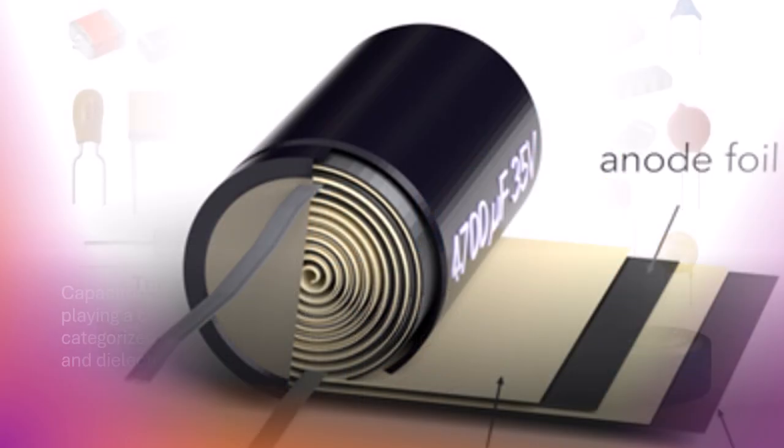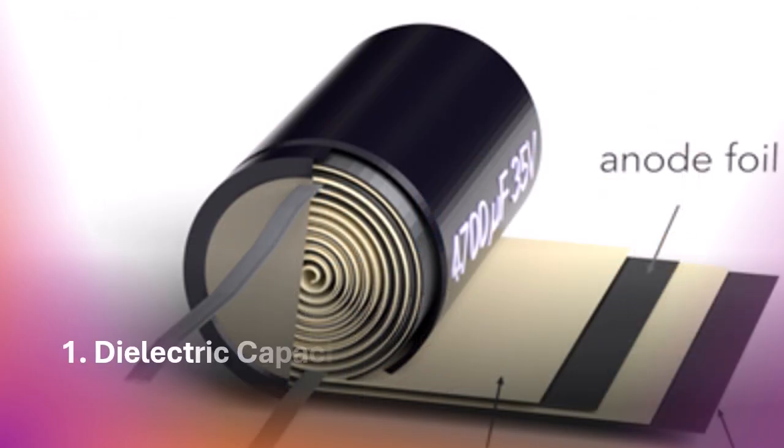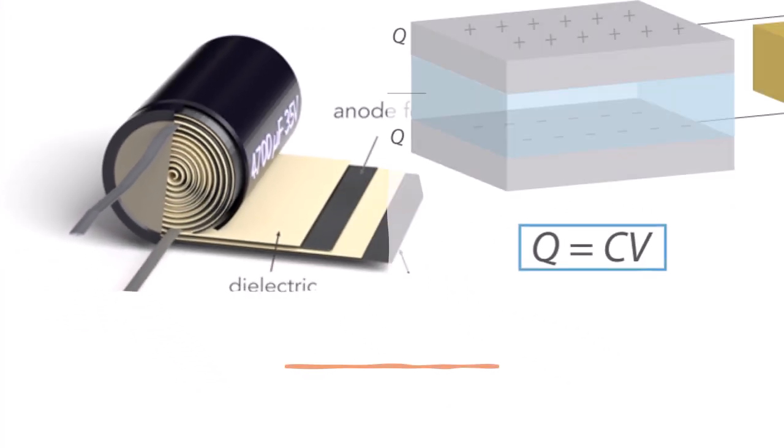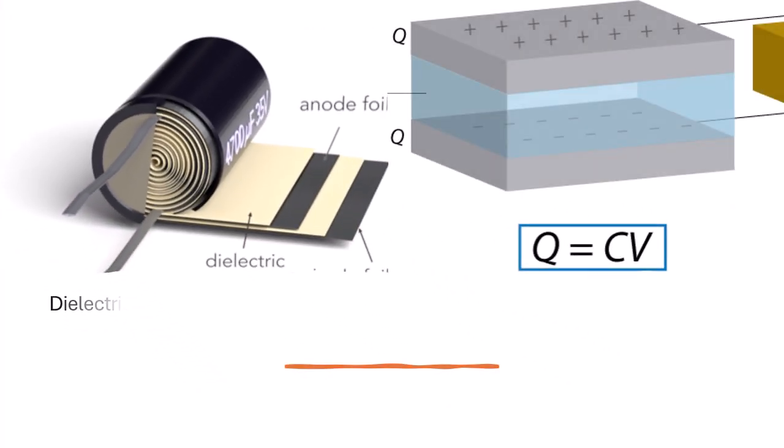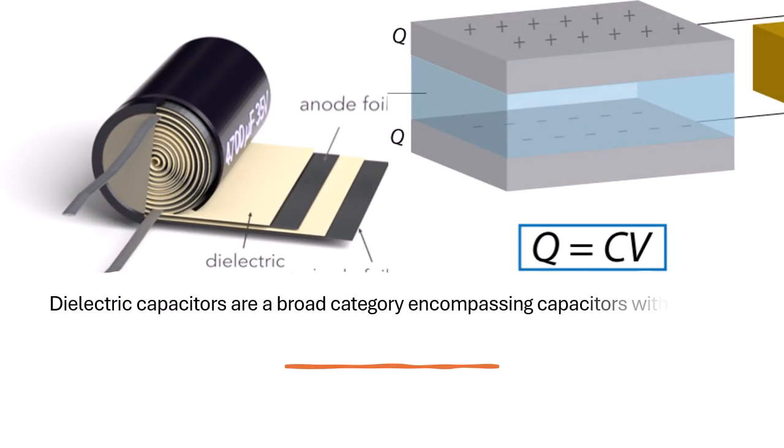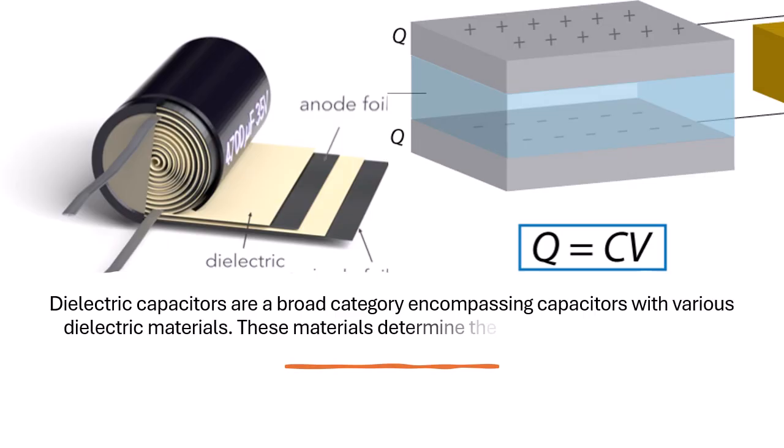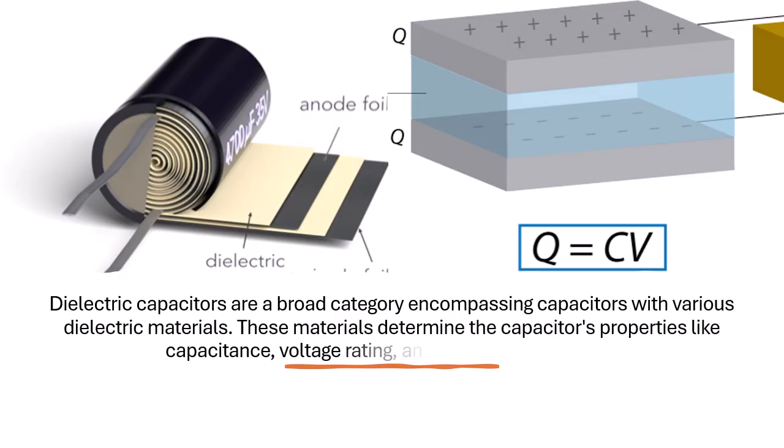1. Dielectric capacitors. Dielectric capacitors are a broad category encompassing capacitors with various dielectric materials. These materials determine the capacitor's properties like capacitance, voltage rating, and temperature stability.